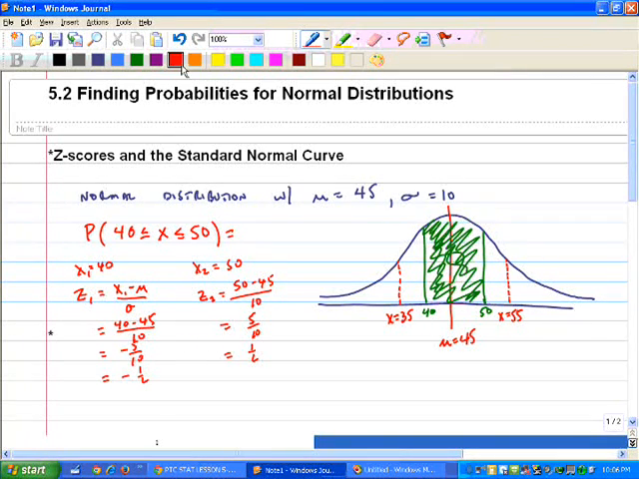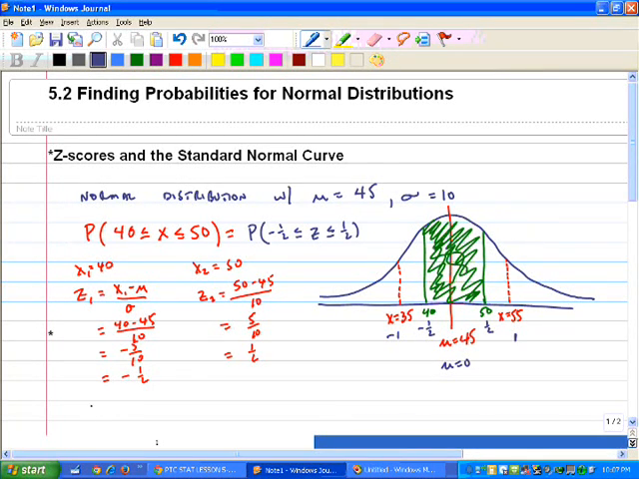So effectively what we were doing was converting this curve to the standard normal curve, where the mean is equal to 0, one standard deviation to the right becomes 1, and one standard deviation to the left becomes negative 1. So our x values of 40 and 50 become negative 1/2 and 1/2 for z. So we're really looking for the probability that z is between negative 1/2 and 1/2.